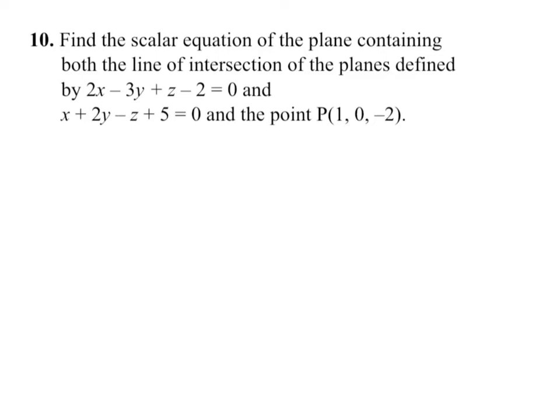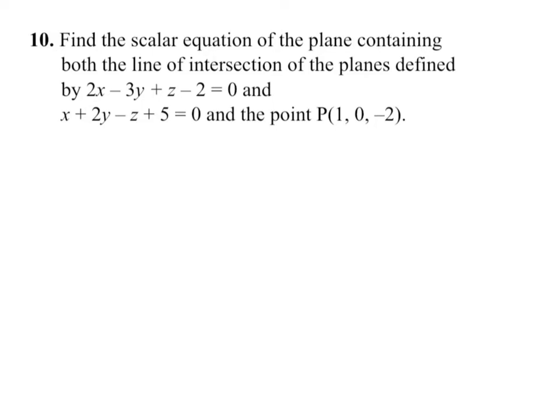So this question asks us to find the scalar equation of the plane contained with the line of intersection of the planes defined by the two equations that they give us here and the point (1, 0, -2). Okay, so you're not asked to do anything in this question that you haven't done before. They've just put a bunch of different things together into one question.